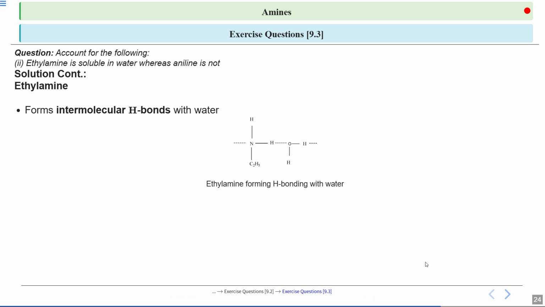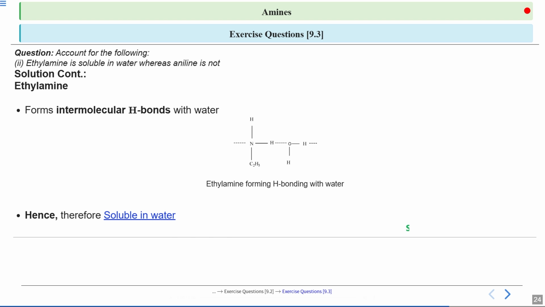If you look over here, this is ethylamine, C2H5NH2, which has 2 hydrogens and 1 ethyl group. Now this hydrogen is bonded to the oxygen of water. You will see these dotted lines, which represent the hydrogen bonding. Oxygen is more electronegative, so it will have a partial negative charge, and this hydrogen will have a partial positive charge. So this is ethylamine forming a hydrogen bond with water. Hence ethylamine forms hydrogen bonds with water, which makes it soluble.